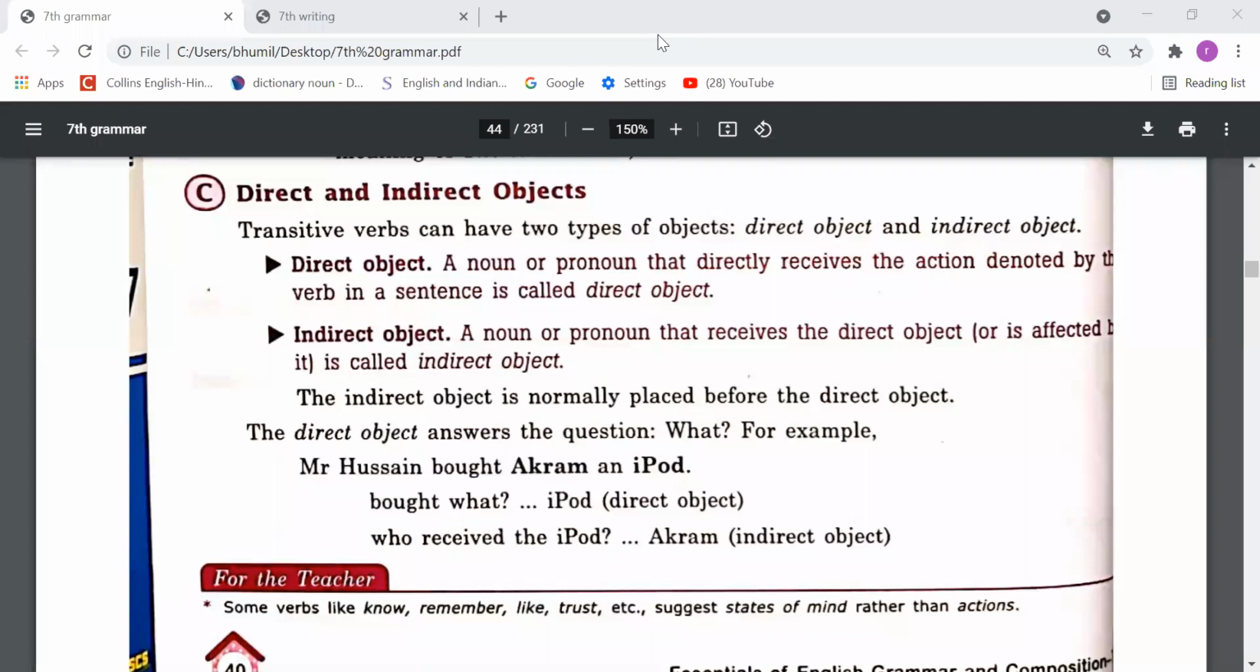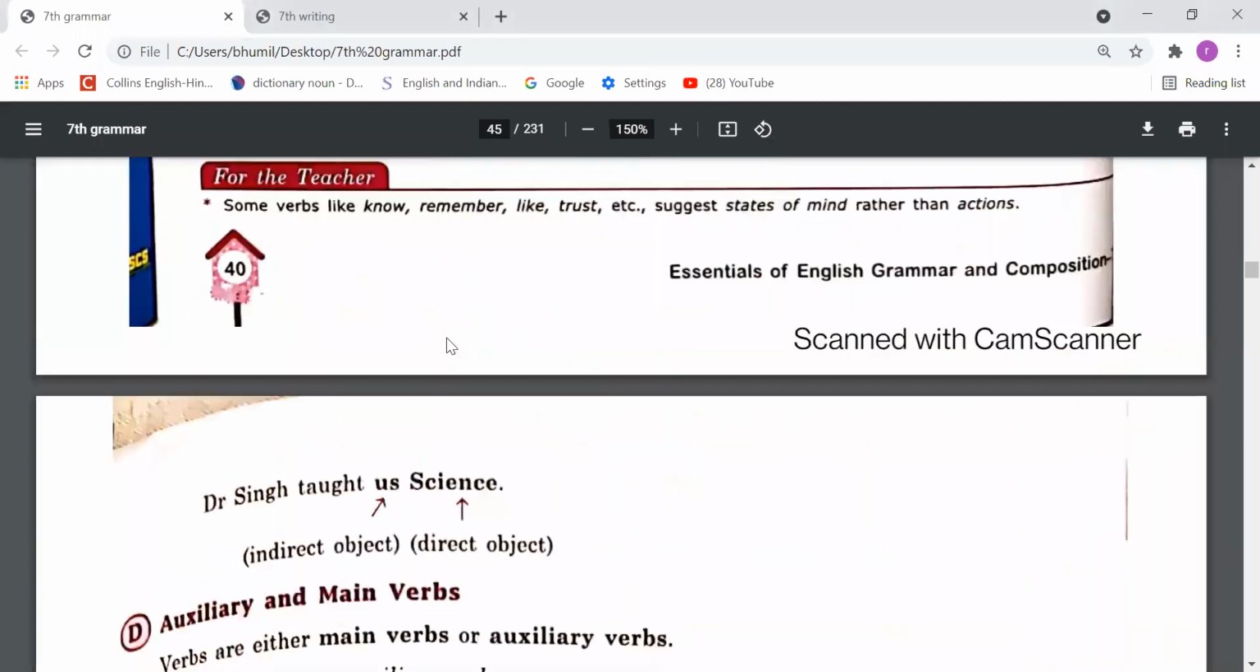So simply we can answer: if you put the question with what and the answer comes, that is the direct object. If you put the question to whom and the answer comes, that is the indirect object. And the second way to understand this is that living beings are the indirect objects and non-living things are direct objects. Now please come to the next page.